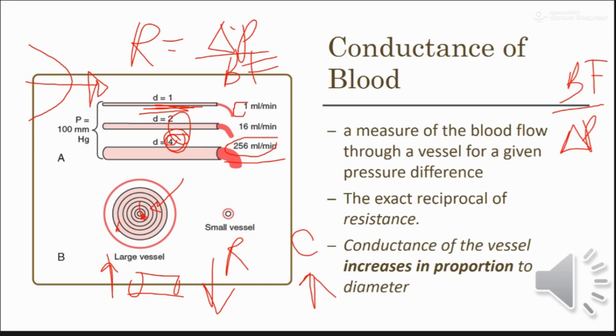Even if the pressure is the same, as you can see here, only 100 mmHg, you can see there is really a difference in blood flow. It's not just fourfold. The diameter increases fourfold, but the increase in blood flow is 256-fold.